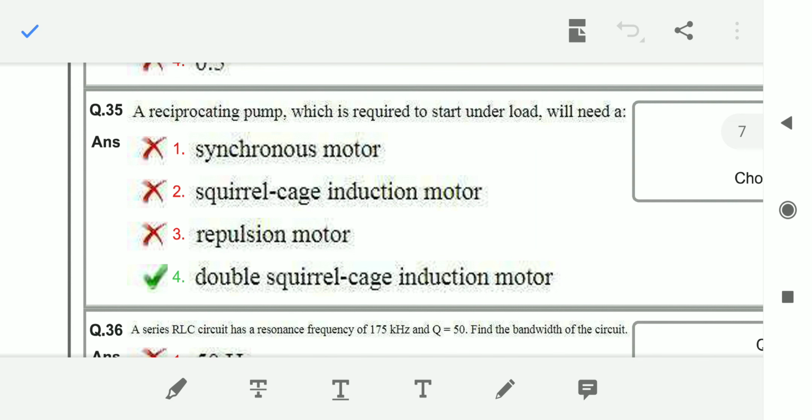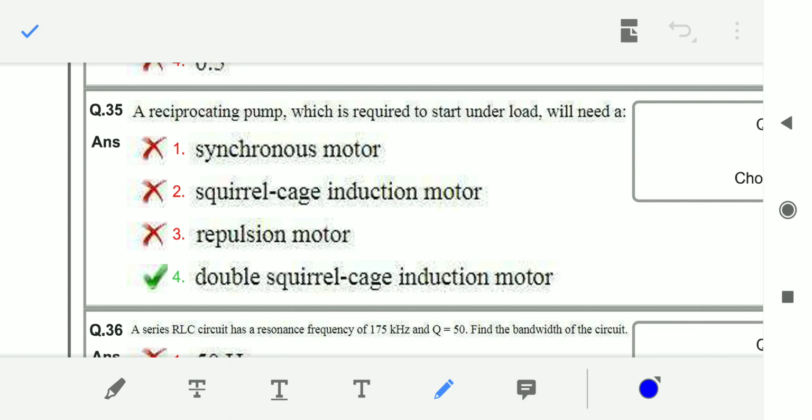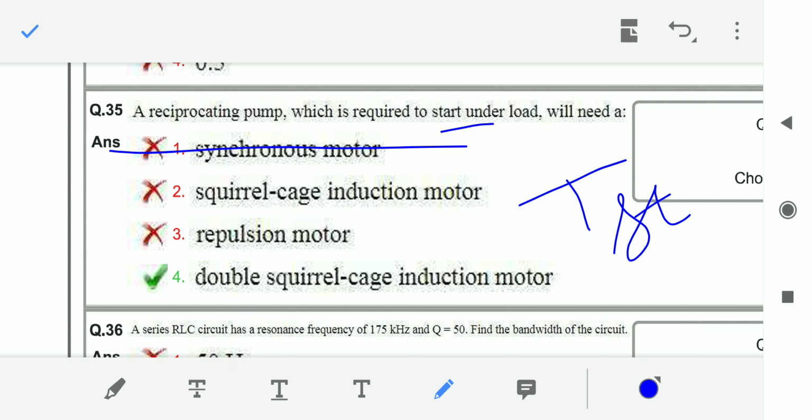A reciprocating pump which is required to start under the load will need a high starting torque, sir. If you observe, a synchronous motor has no starting torque, it has zero starting torque because it is not a self-starting machine. Not self-starting means it has no torque at the starting.